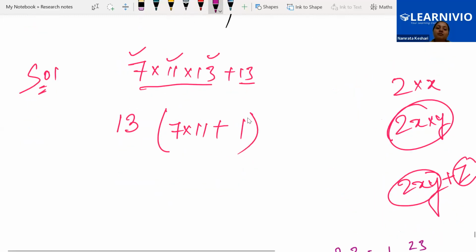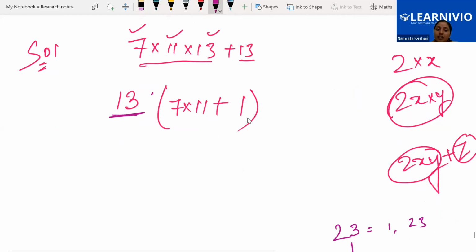So the given number, we have got as a product of 13 into another number. That means it can't be prime, right? It is not a prime. Yes or no? Yes, ma'am. If you want to calculate the bracket term, you can do the calculation.